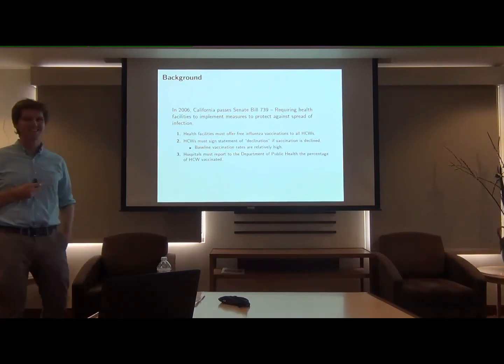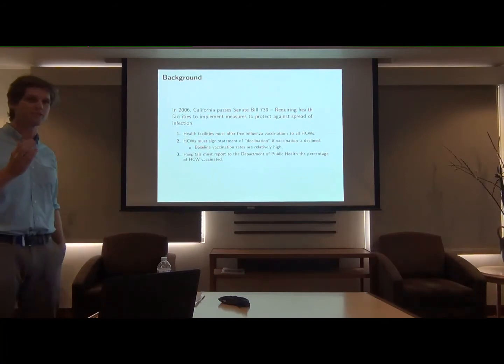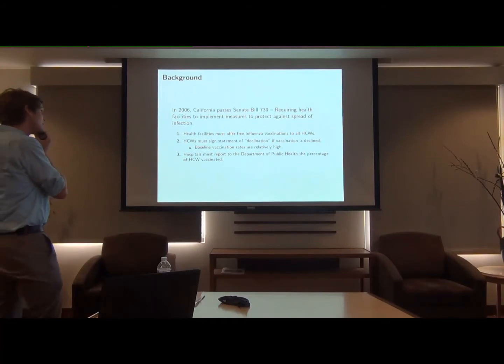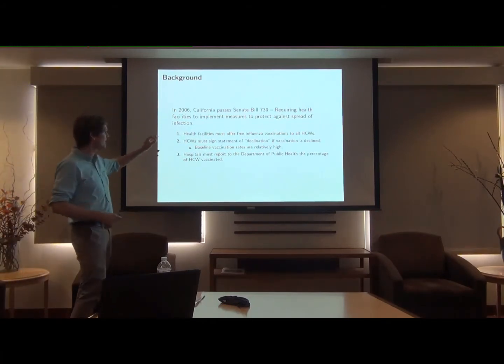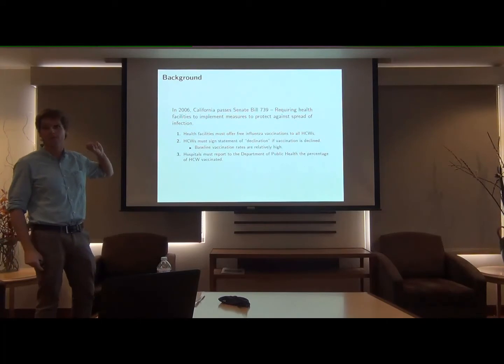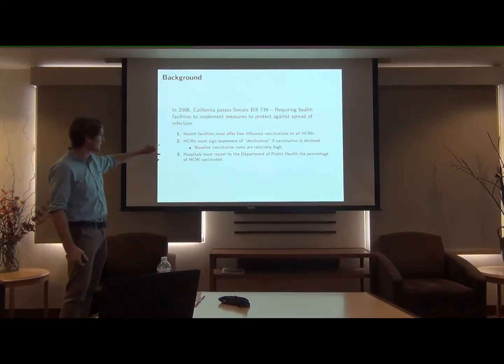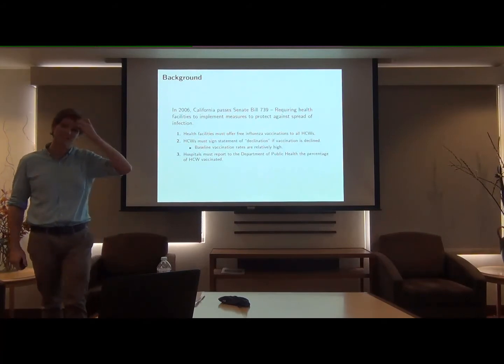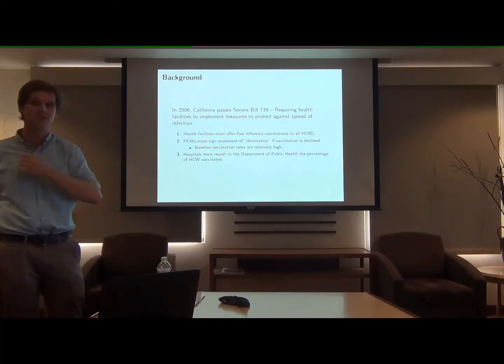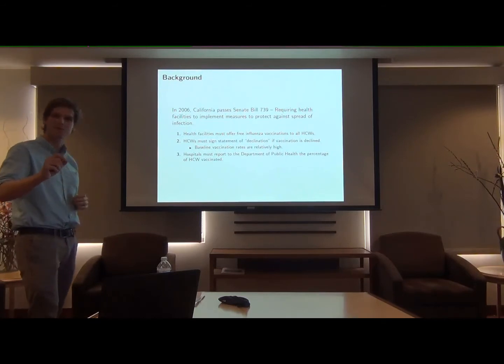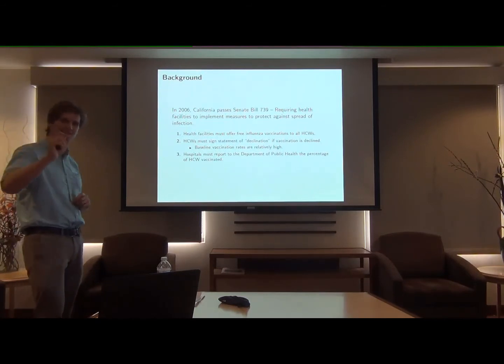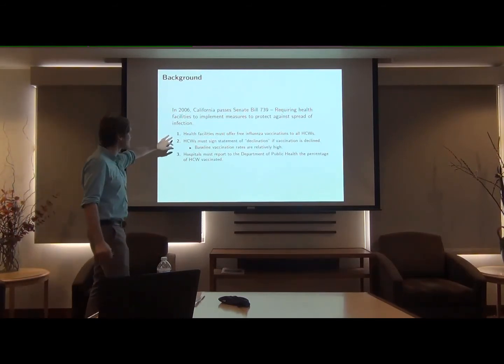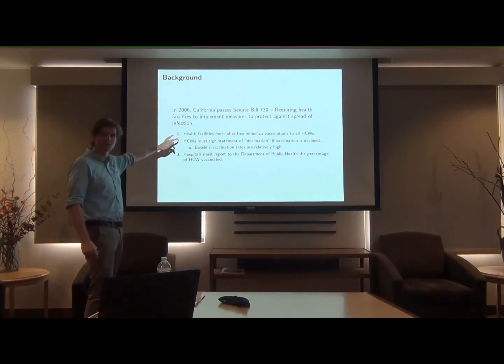So in 2006, California passed a law that required health facilities to implement a few measures to protect against the infection of disease in those facilities. All right, so the first provision of this law is that health facilities must offer free influenza vaccination to all workers. All right, the second provision is that healthcare workers must sign a statement of declination if they decline to get a vaccine. Okay, so they just have to sign a piece of paper that says, I didn't want a vaccine, basically. All right, so what this is going to mean is when the vaccination mandates go into effect a few years later, baseline levels of vaccination are going to be relatively high.